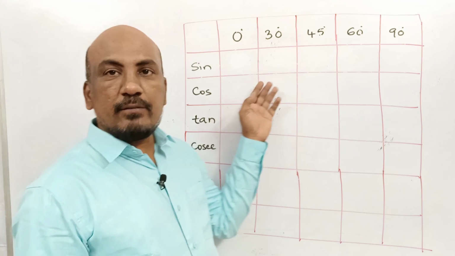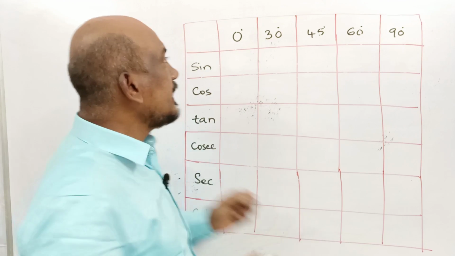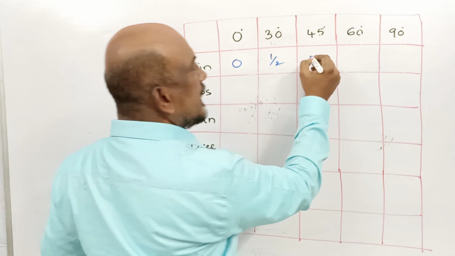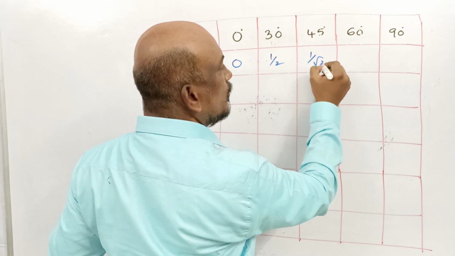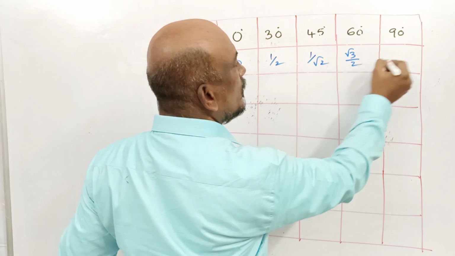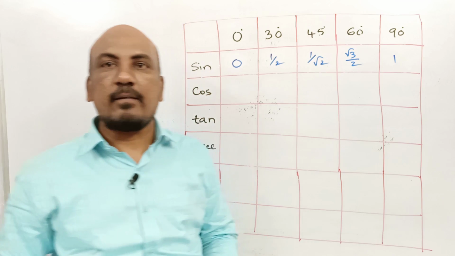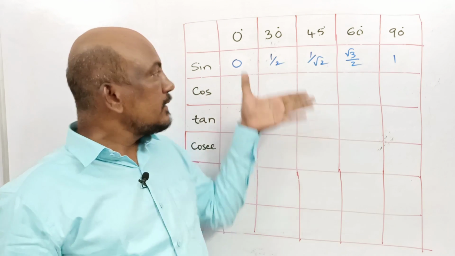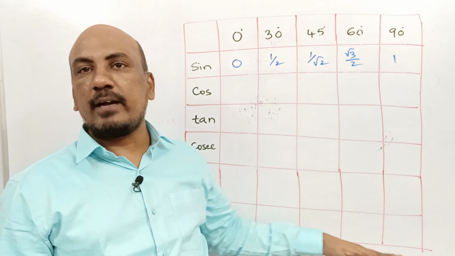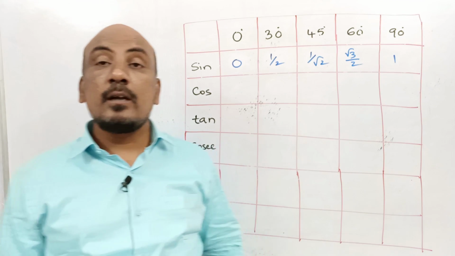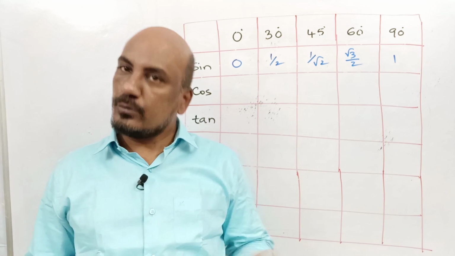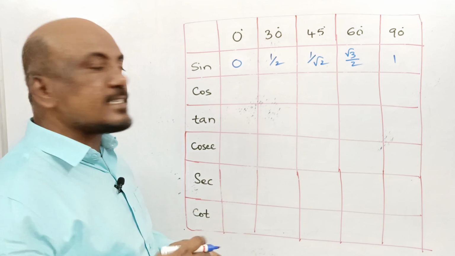So children, when we go for this table, here sine 0 is 0, sine 30 is 1 by 2, sine 45 is 1 by root 2, sine 60 is root 3 by 2 and sine 90 is 1. If you get these 5 values noted, then you can get all the other values by using a few tricks. But if you don't remember even this line, then what to do? You have a technique for that. Let us understand the technique.